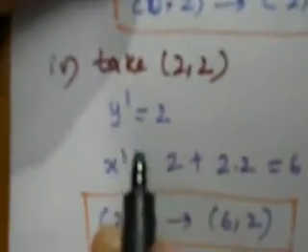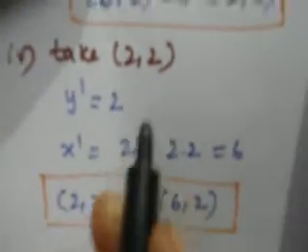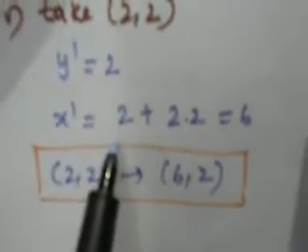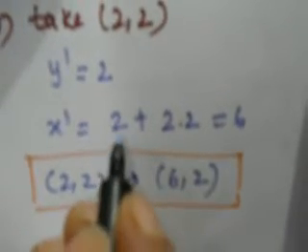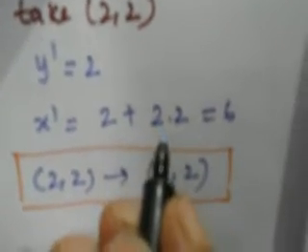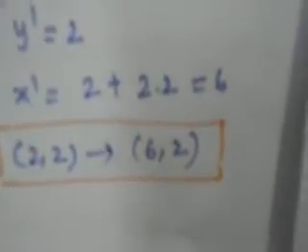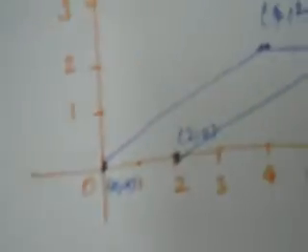Now we take the last coordinate, 2 comma 2. Here y dash is equal to 2, x dash is equal to x, 2, plus SHX also 2, y also 2, 2 into 2 is 4, 4 plus 2 is 6. Now 2 comma 2 becomes 6 comma 2. Now let's plot all the 4 coordinates in the diagram.